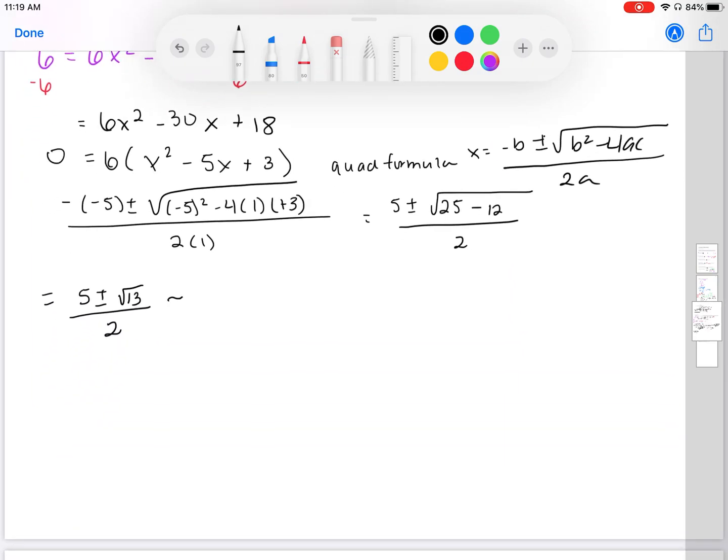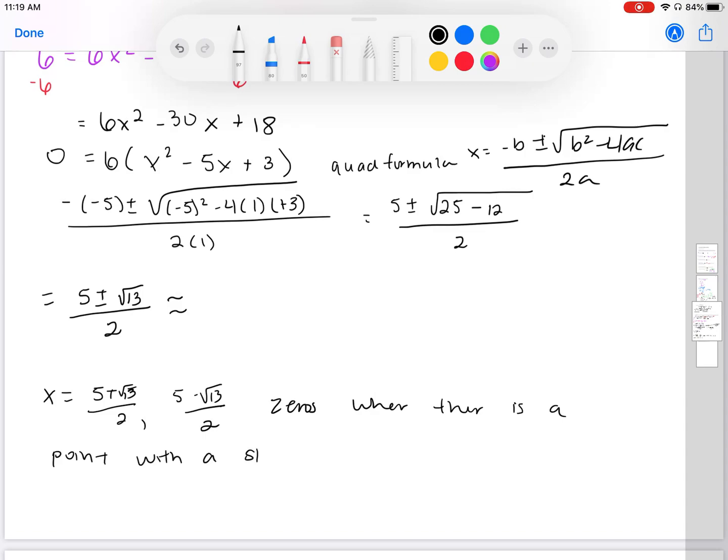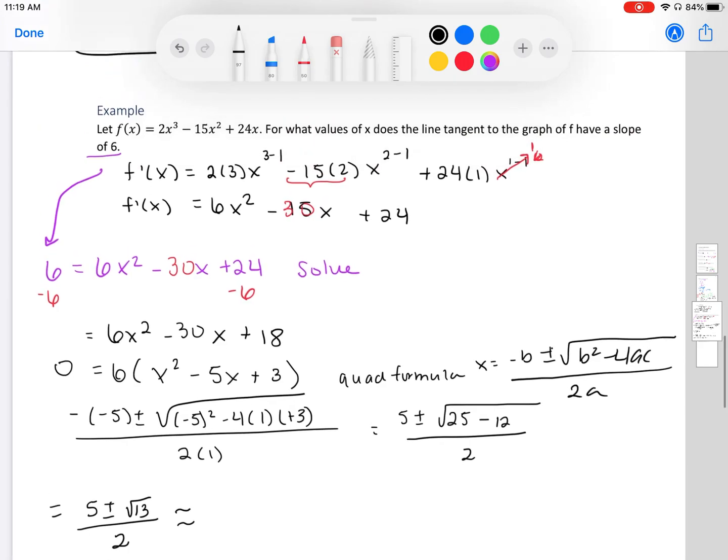So that we have 5 plus or minus the square root of 25 plus 12, which is 37, over 2. And we punch that into a calculator and you should get a decimal. So the x values for which you have that, those are your zeros, where there is a point with a slope of 6. Very cool. We have answered our question.